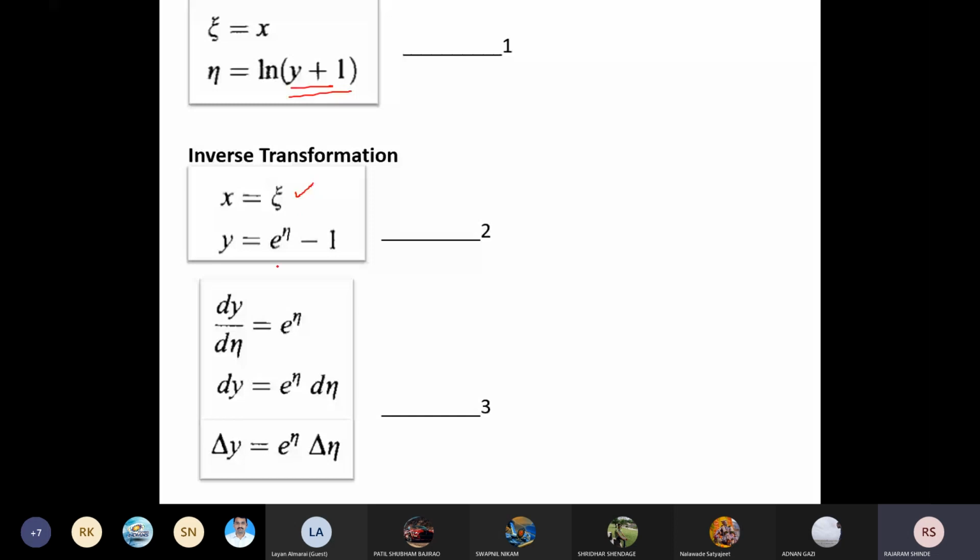Now when we differentiate both the things, I will first differentiate this one for getting the grid spacing. Here, if I differentiate this one, dy by d eta becomes e raised to eta. Now dy is equal to e raised to eta dη. Now delta y is equal to e raised to eta and delta η. Why? Because dy is also a small grid spacing, and delta y is also a small grid spacing. We can use delta y as a regular notation for grid spacing.